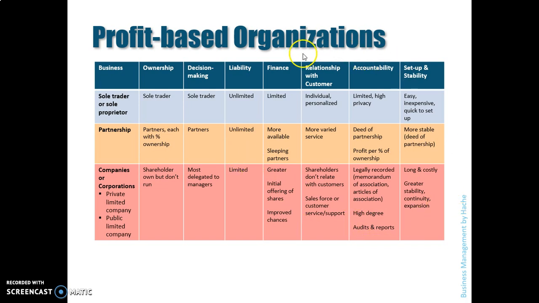Now, in terms of relationship with the customer, sole traders have a greater chance of developing a more individual or more personalized relationship with them, especially because they are usually smaller businesses and therefore they have a closer approach. Partnerships are also similar. They can also develop personalized or individual relationships, but since there are more people involved, there are greater chances of providing more varied services.